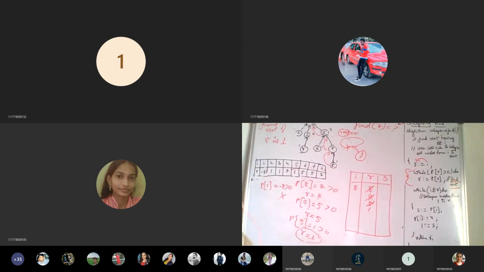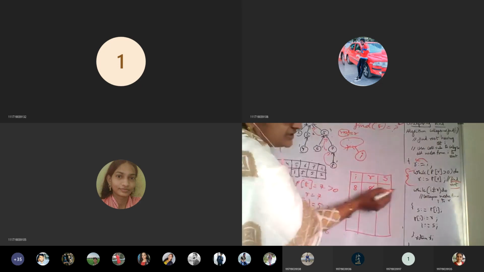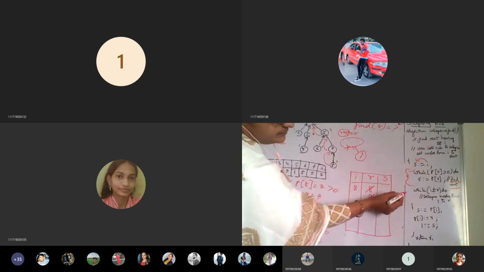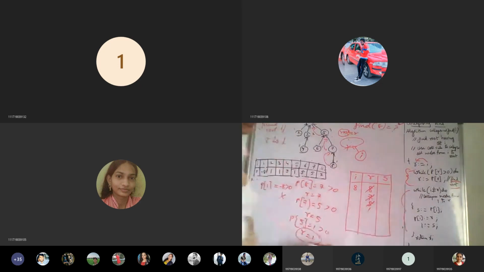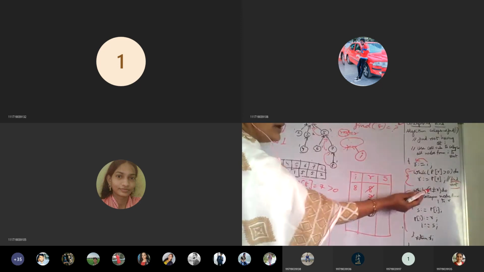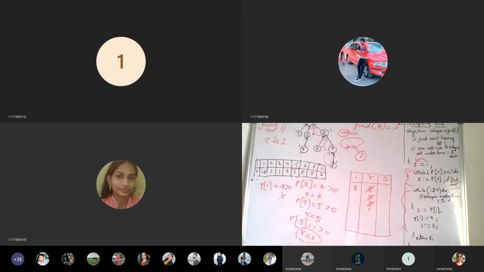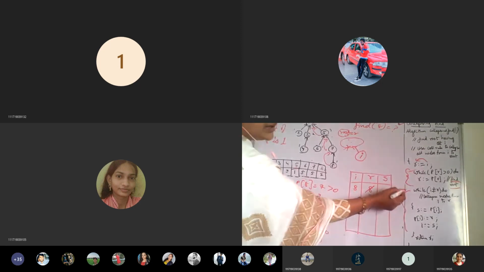Okay, so after finding out the root, for the element we are going to find, what we have to do is collapse this and directly link 8 to the root. So how exactly we can do that is based on this for loop. Okay, so what we are doing, while I not equal to R, is 8 not equal to 1? Yes, it is true.